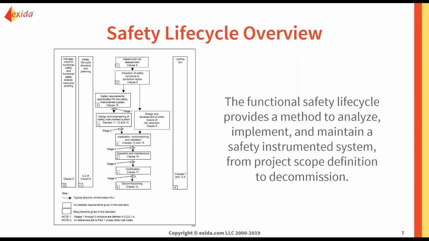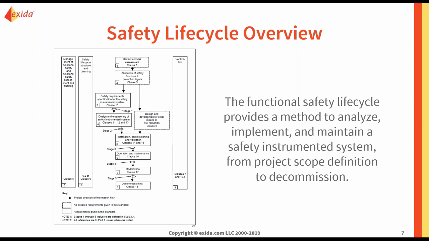Then a safety requirement specification will be written so that you can let the design team know exactly what they need to design. Then your safety instrumented system is designed, and you're developing your other means of risk reduction that aren't safety instrumented functions. Finally, these are implemented. You're going to install, you're going to do testing, factory testing and site testing to make sure that these are implemented correctly. And then you're going to put your process online.